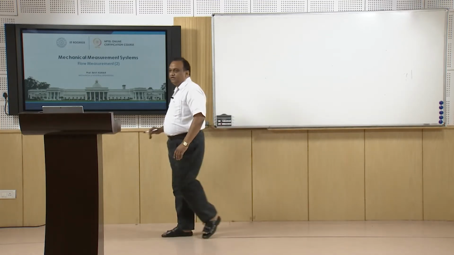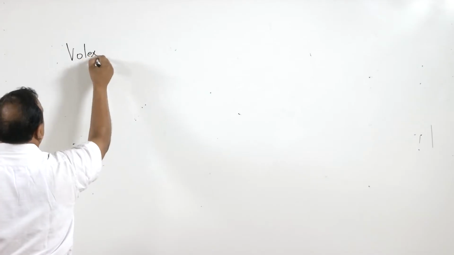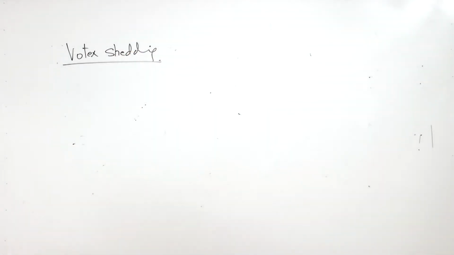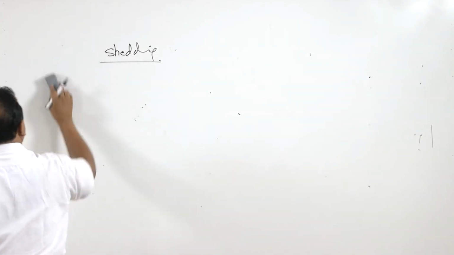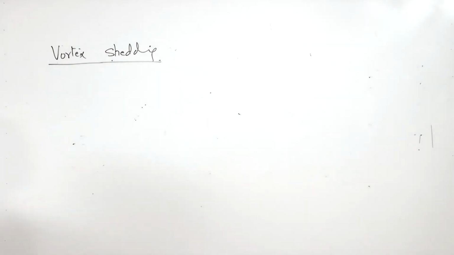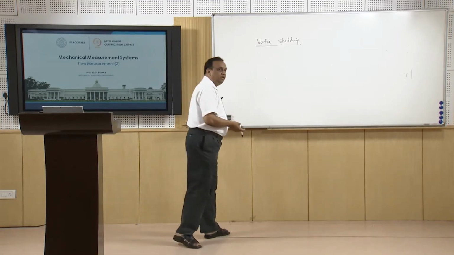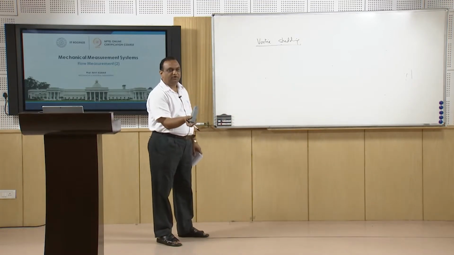Now after the turbine flow meter, we will take the vortex flow meter, the principle of vortex shedding. Now what is vortex shedding? Suppose there is a bluff body. A cricket bat is a bluff body. This duster can be a bluff body in a flow.